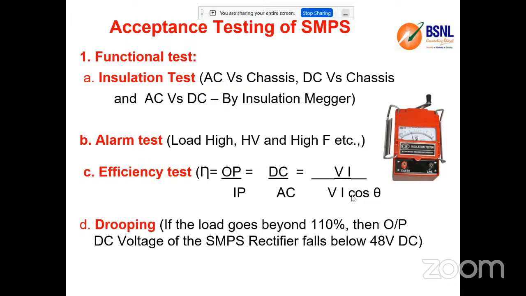Another term is called drooping. It is the change in the output voltage with respect to the change in the load current. If the load goes beyond 110%, that means if the power plant is designed to operate at 200 amperes of DC current and I exceed 200 amperes, what will happen to my output voltage? Will the output maintain the same 48 volts, or will it be reduced? That is called drooping. If the current goes beyond the limit, there should be a safety provision so that it gets isolated. Otherwise the battery may drain continuously, or it can cause problems to the equipment. So it has to be isolated. That is called drooping.